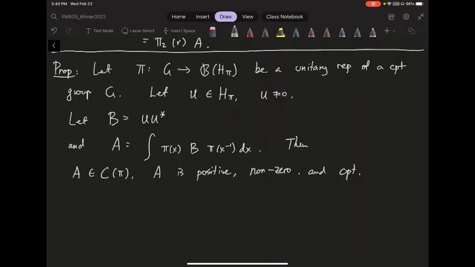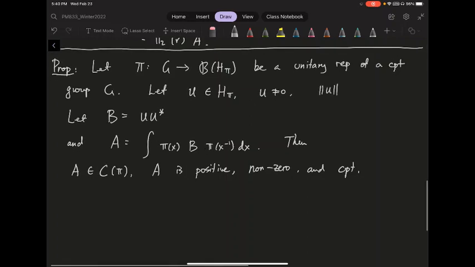So now let's try to apply the technical lemma we saw from last time. Let's just consider a unitary representation of a compact group G. What we do is we pick a non-zero vector, call it U, and let's form a rank 1 operator, basically the projection onto the range of U. Let's just assume U is a unit vector, so things are nice. So let's assume the length of U is equal to 1, so UU star is basically this operator.